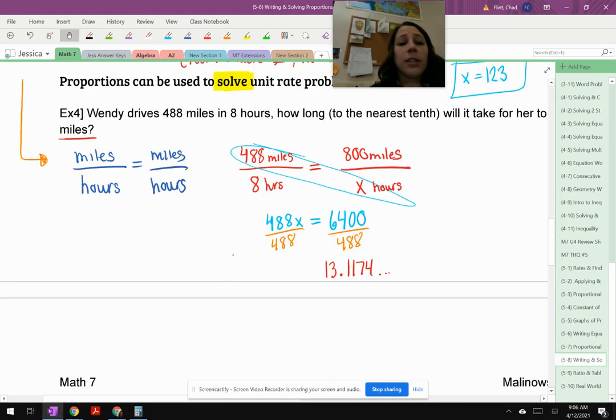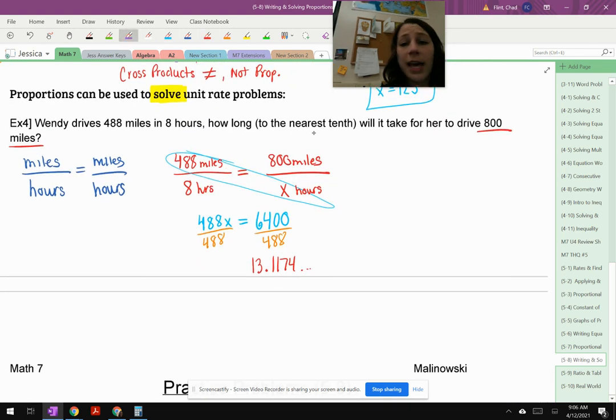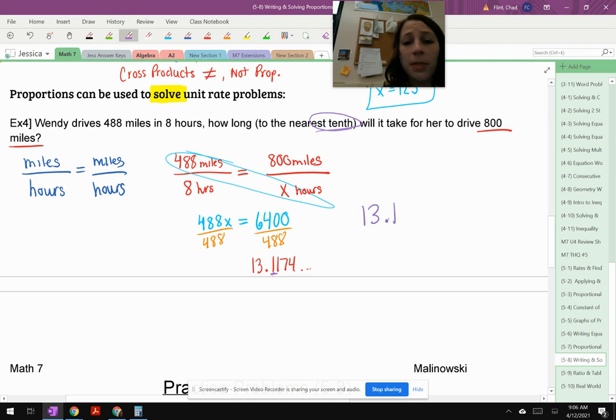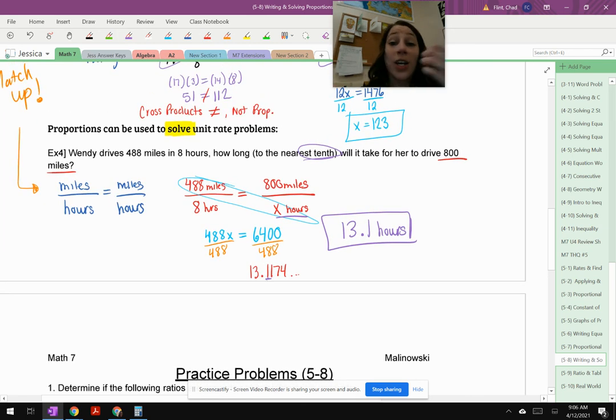All right, so it was asking me how long to the nearest tenth. So that's that place value. The one next to it tells me to chill out and do nothing. So 13.1, the X is hours. And there we have it. We used a proportion to solve a unit rate problem.